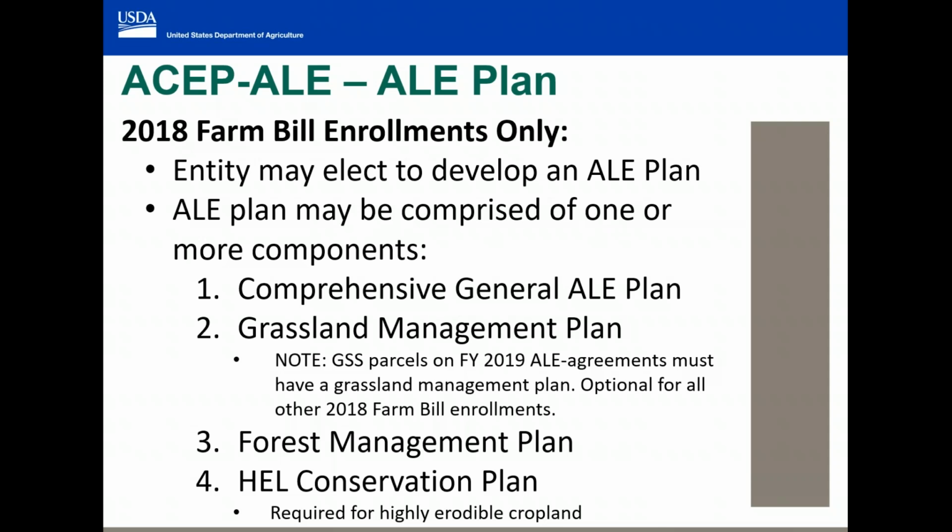Two being a grassland management plan, not required, although optional, except for GSS parcels that were enrolled in fiscal year 2019. For those parcels, the ALE agreements specify that they must have a grassland management plan. For any other parcels enrolled under the 2018 Farm Bill, the grassland management plan is optional. Another component is the forest management plan. And a fourth component is an ACEP-ALE conservation plan. That one is required, as I mentioned, for properties that contain highly erodible cropland. Next slide, please.